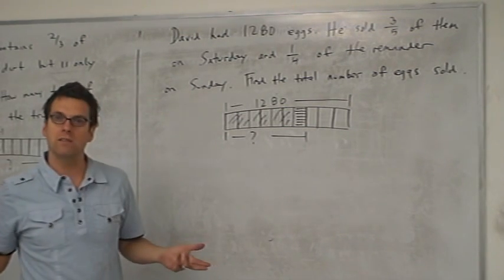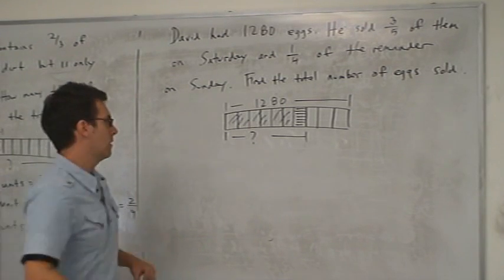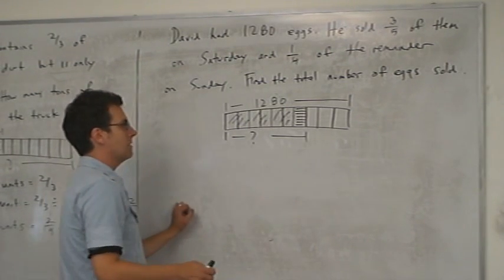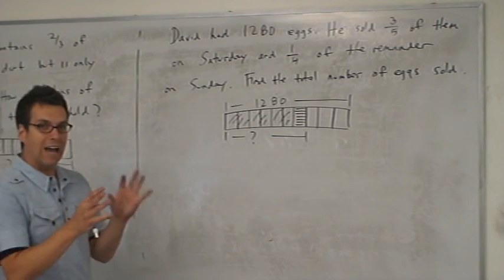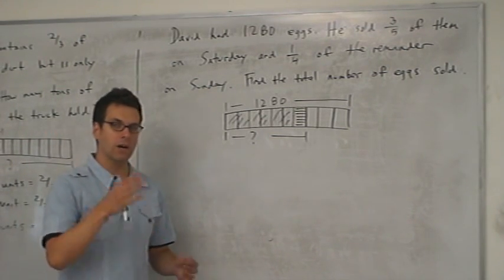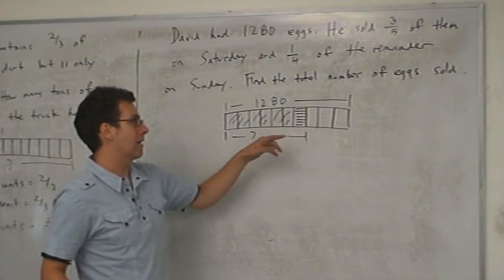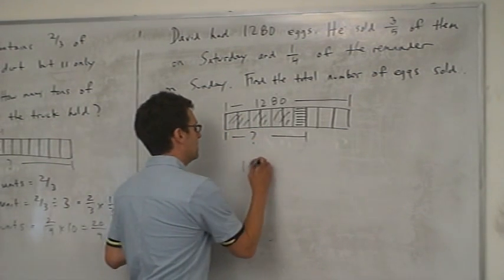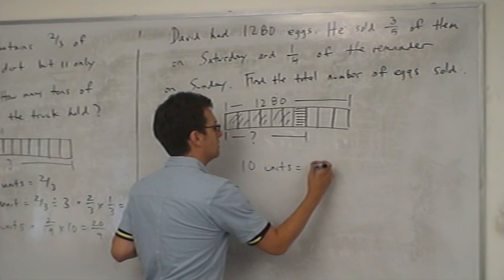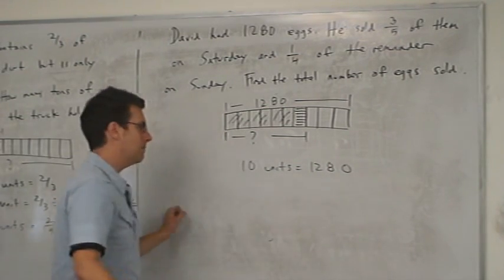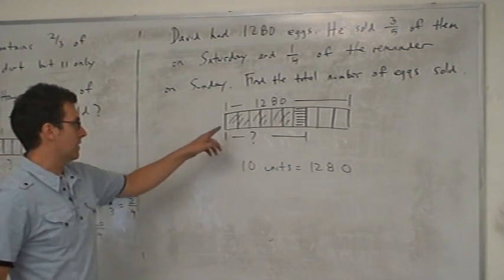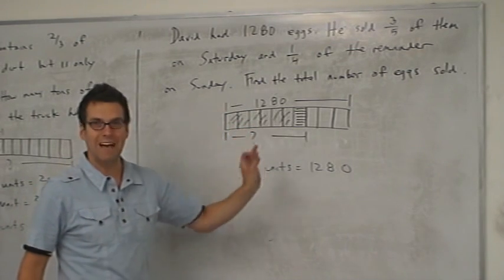And now I can easily come up with a unit sentence, right? The next part of my process is a unit sentence. I started with 5 pieces of my diagram, but I ended up cutting each of those pieces in half. So I now have 10 total pieces of the diagram. So my unit sentence is going to be 10 units is equal to 1,280. And if we look at the diagram, I'm actually interested in 7 units.